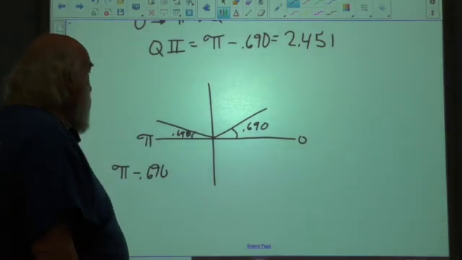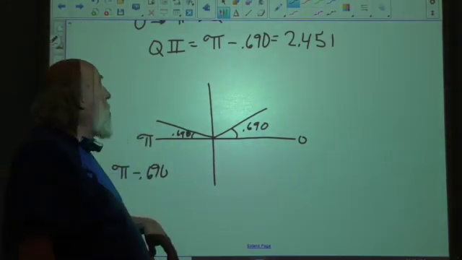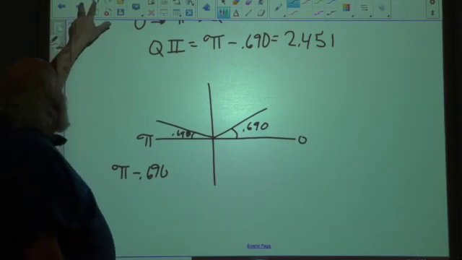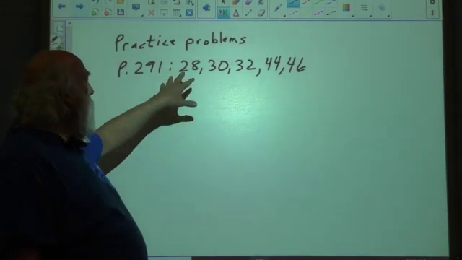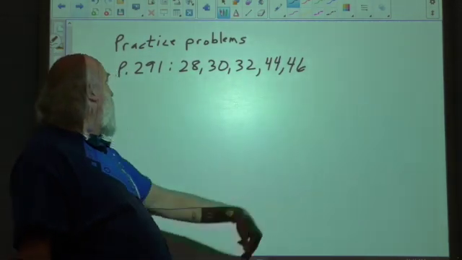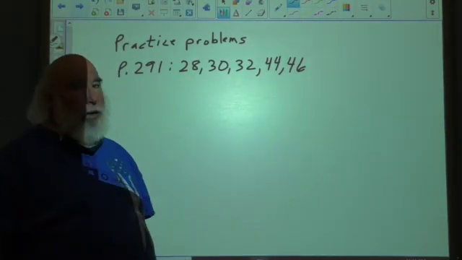So that's how you do averages for integral functions. Practice problems 28, 30, 32, 44, 46 on page 291. Have fun!